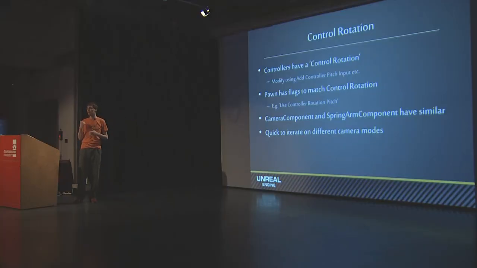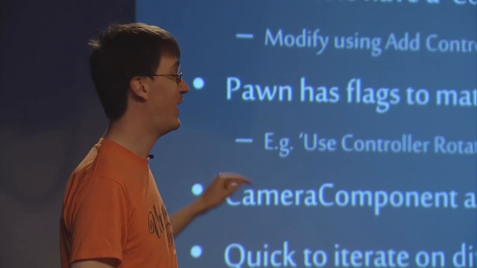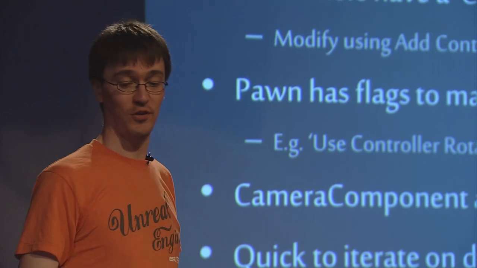So I'm going to do a blog post on this in more detail, but it's a key thing to know. I've seen a lot of confusion on the forums of people trying to get different combinations, like, oh, I want a game like Spiral Knights, or oh, I want a game like whatever. It tends to be some combination of use controller rotation on the camera and on the pawn, and use absolute rotation or not on the camera as well.